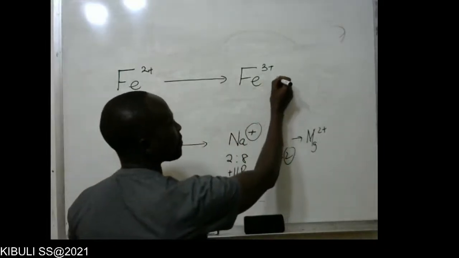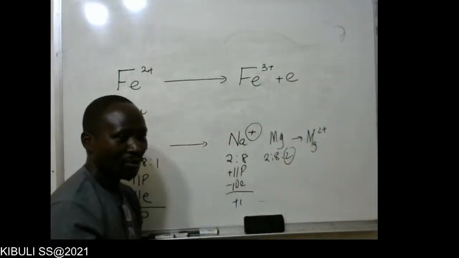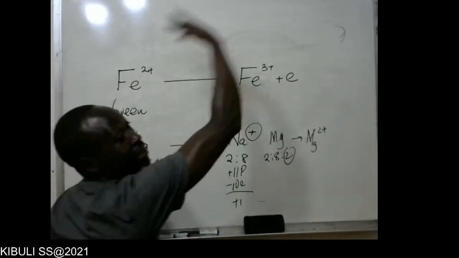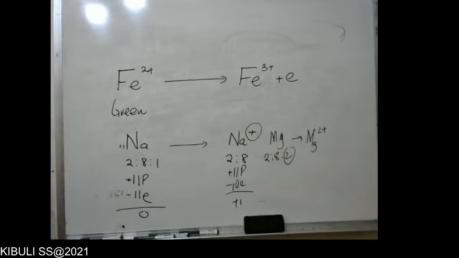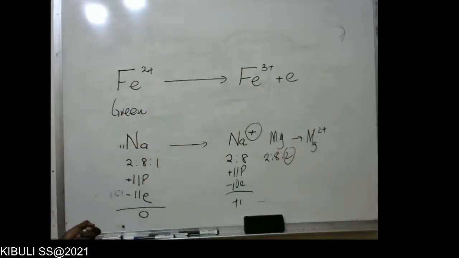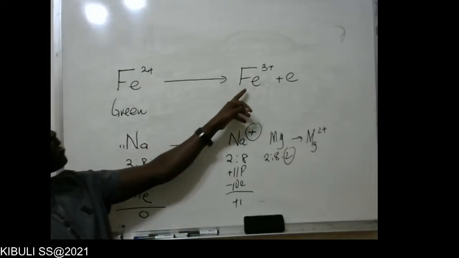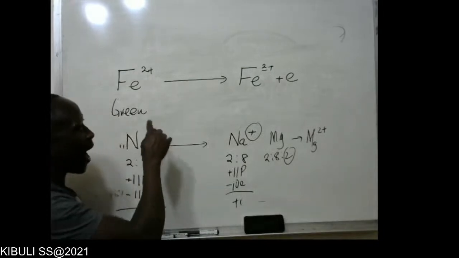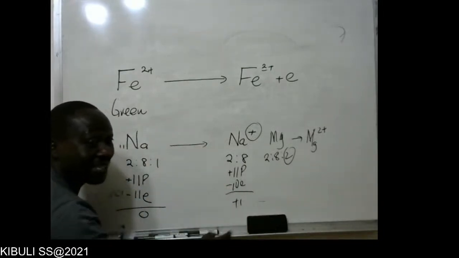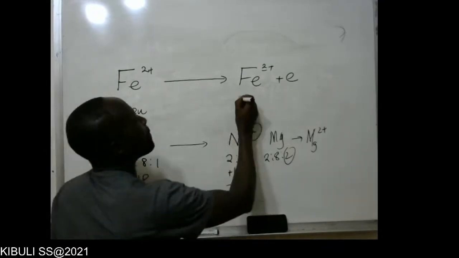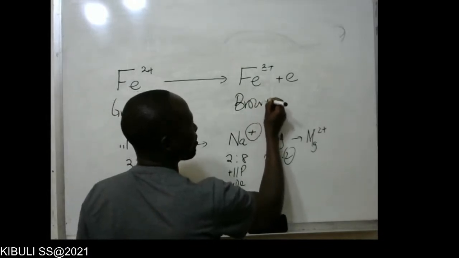I'll add an electron. This electron has gotten lost. The electron had been struck off, it has been removed. I'm striking 1 electron from this one, so it goes 3+. This electron has been picked away. So iron 2 has been oxidized to iron 3, and the color changes from green to brown, reddish brown.